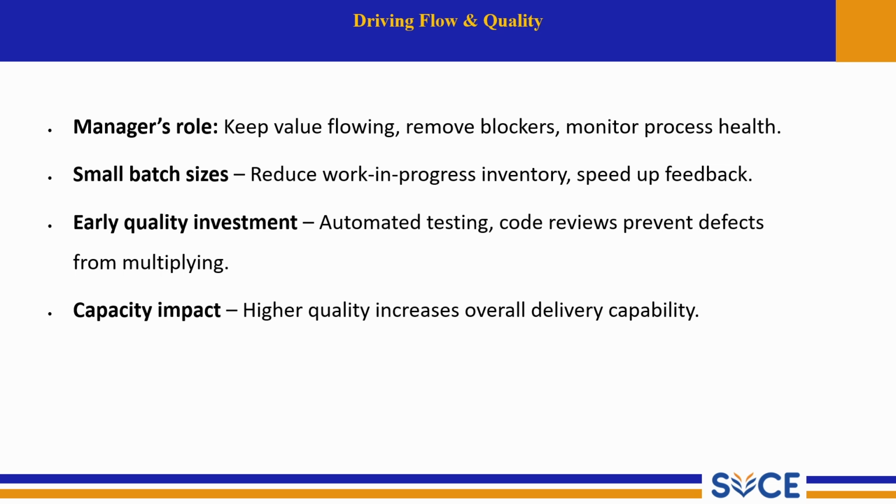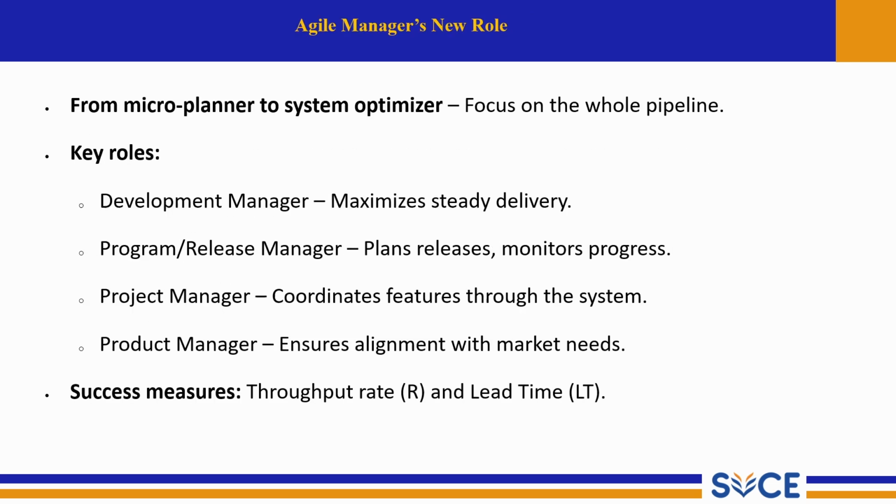And next one is Agile manager's new role. From micro-planner to system optimizer, focus on the whole pipeline. Here are the key roles of the Agile managers. Number one, the development manager will maximize the steady delivery. The program or release manager plans releases and monitors progress. Next, the project manager coordinates features through the system. And the product manager ensures alignment with the market needs. So success is measured using the throughput rate and lead time.